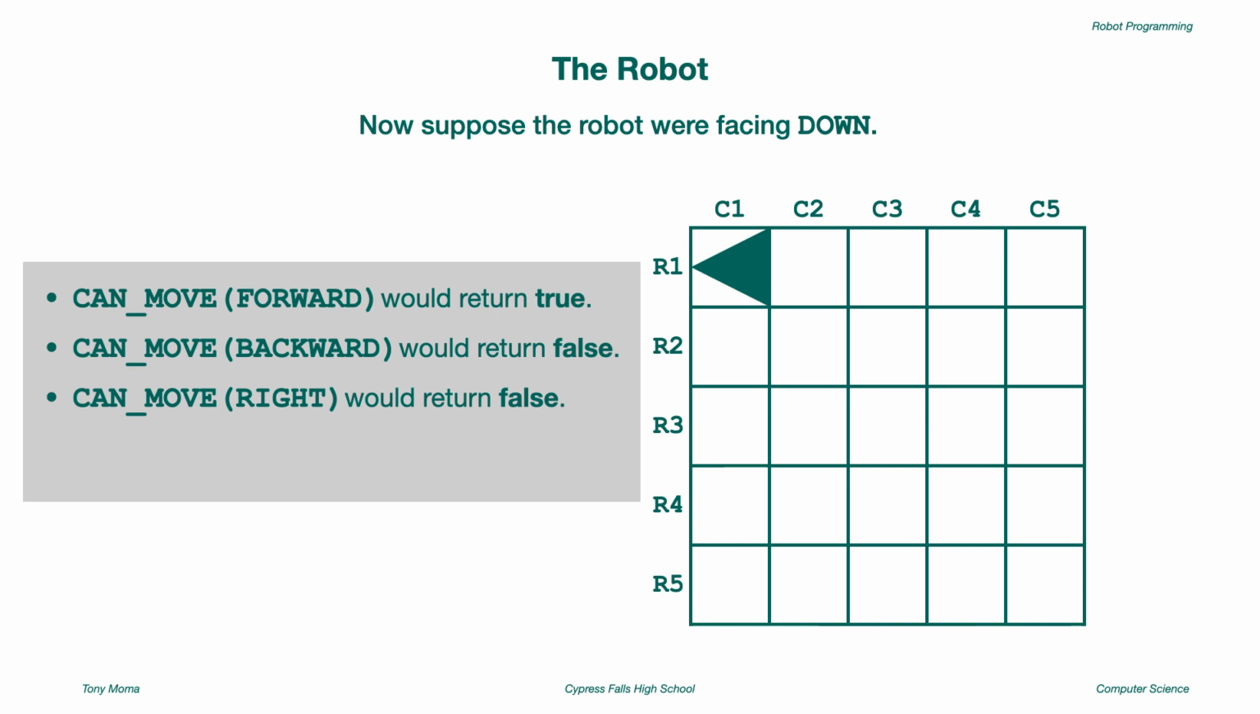With that said, if we were to move one square forward, we'd fall off the grid. There is no open square in that direction, hence why can move right returned false. Can move left, however, returns true because if we rotate left and move forward, we do land in an open square.